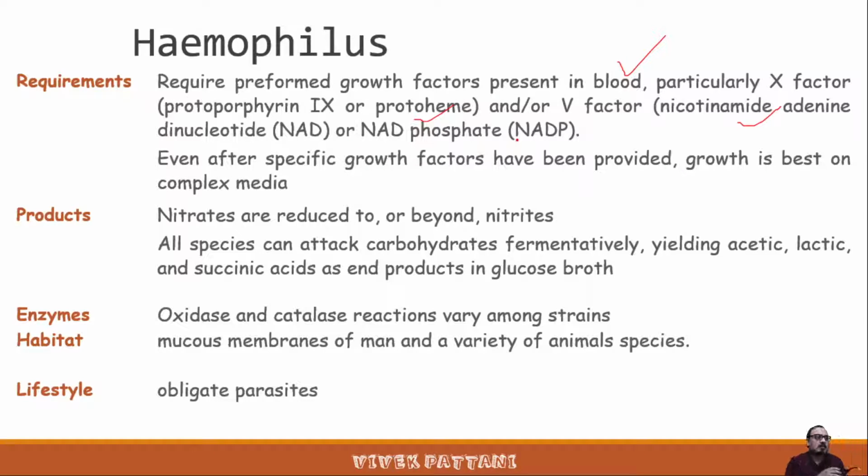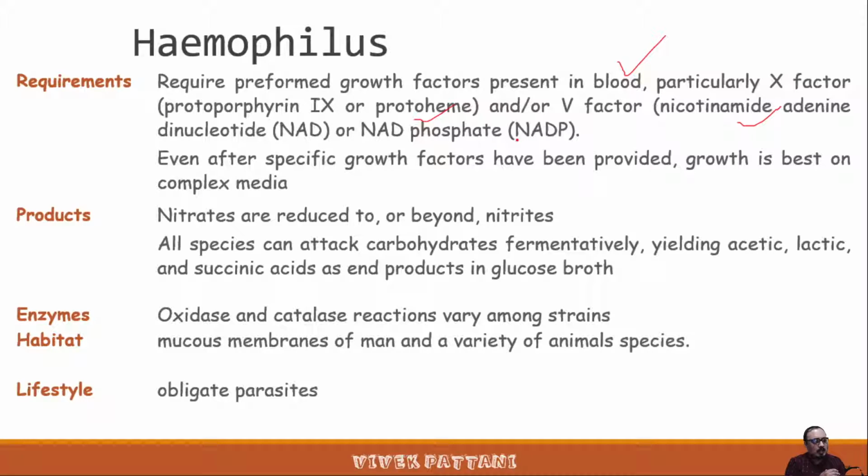Even after specific growth factors have been provided, growth is normally found only in complex media. They are able to reduce nitrites. All species attack carbohydrates fermentatively, yielding acetic, lactic and succinic acids as the end products in glucose broth. The enzymes oxidase and catalase may vary according to the type of strain. Among the strains, some may be oxidase positive, some catalase positive, and some may have both enzymes positive.